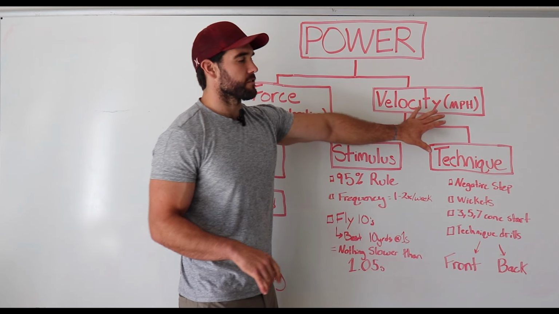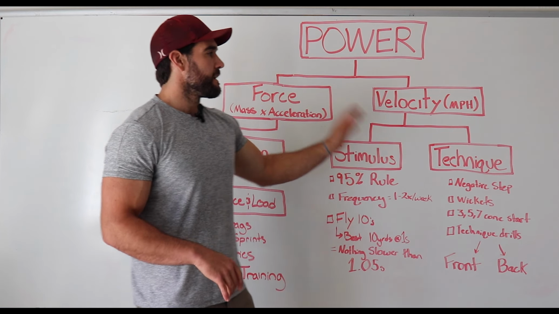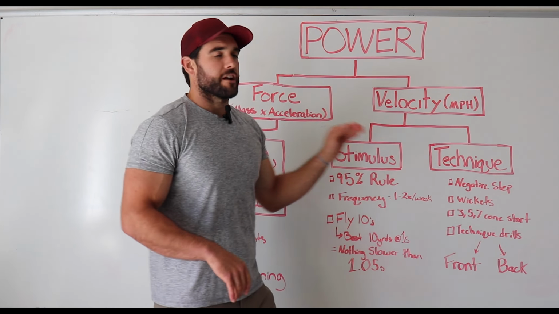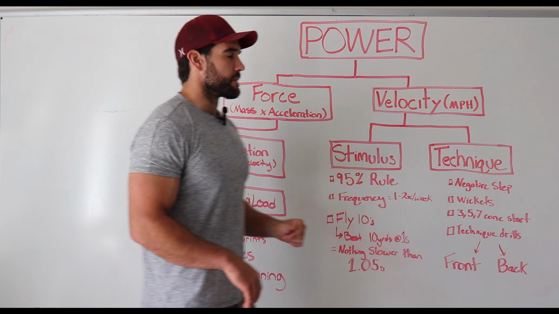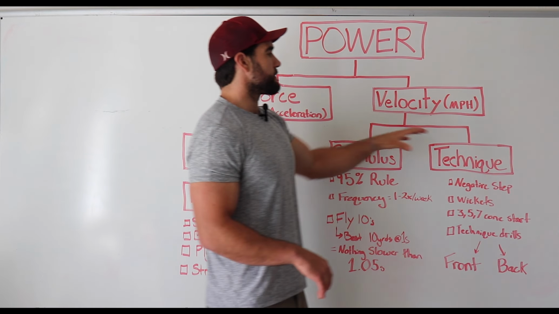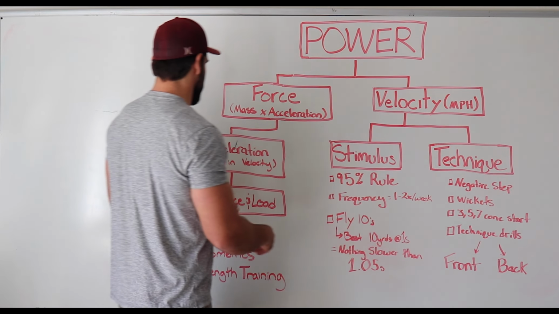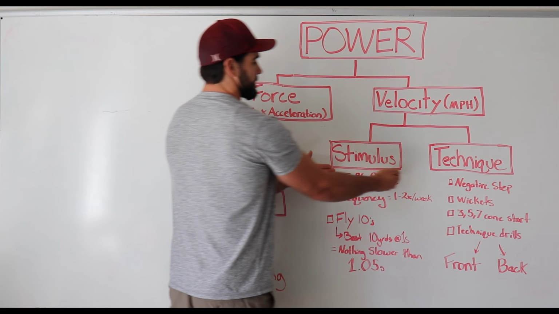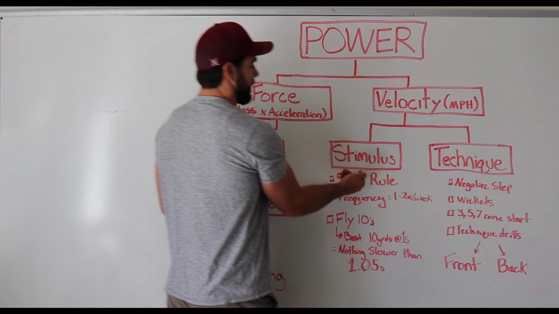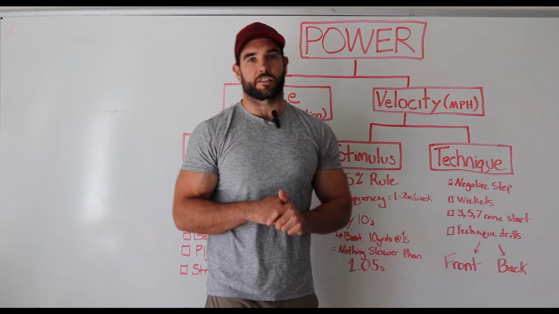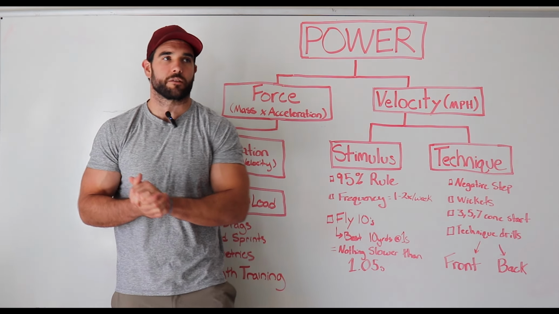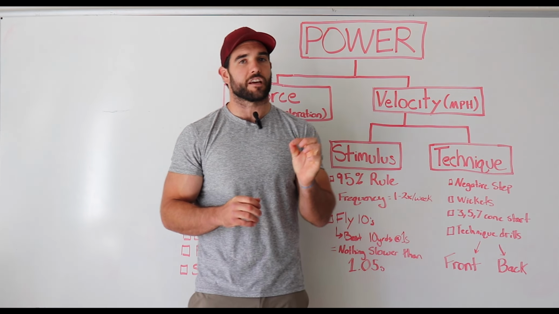Now let's move over to the velocity side. When I mean velocity, think like top miles per hour, like trying to run 20 miles per hour, your top speed, okay? So the two biggest things, these are the buckets, right? Are resistance and load, stimulus, and technique. So we're gonna talk about our stimulus because this is the one that I see most coaches and people really mess up because it has to be very intentional.